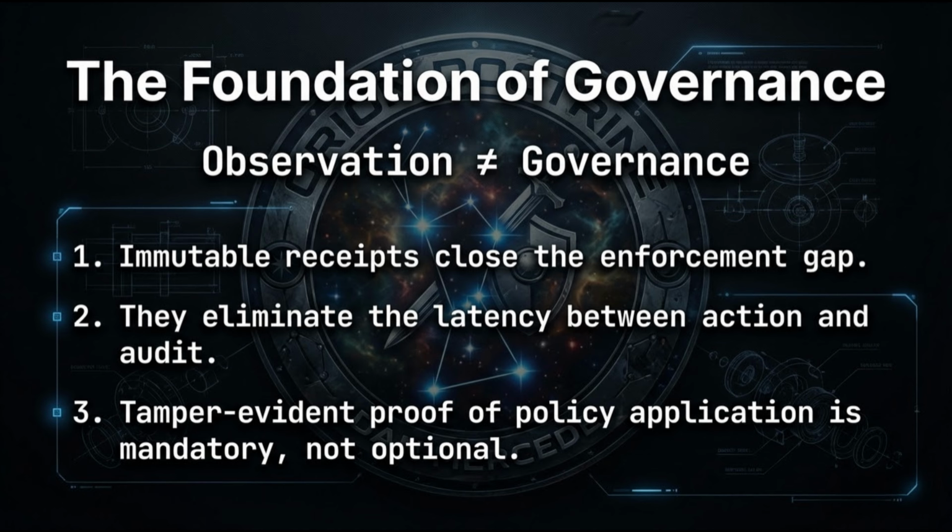If execution is not cryptographically recorded at the moment of constraint evaluation, it is not governed. It is merely observed. Immutable receipts close the enforcement gap. They eliminate the latency window between action and audit. They provide tamper-evident proof of policy application. This is not optional infrastructure for high-trust environments. This is the foundation of deterministic governance.